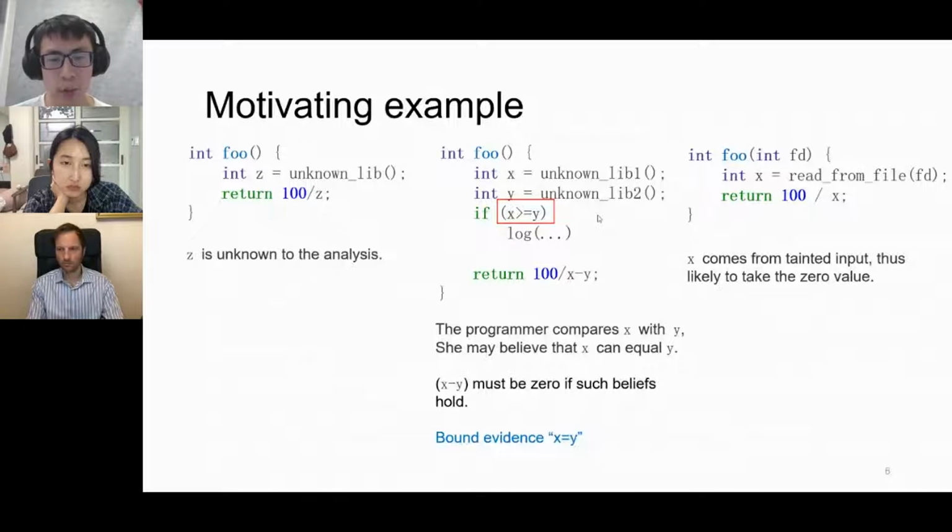More specifically, we say that we have found bound evidence, x equals y, for the numerical comparison statement in the middle program, and we have identified source evidence for x to be tainted from the right program. And our approach will only detect bugs which have some evidence discovered.